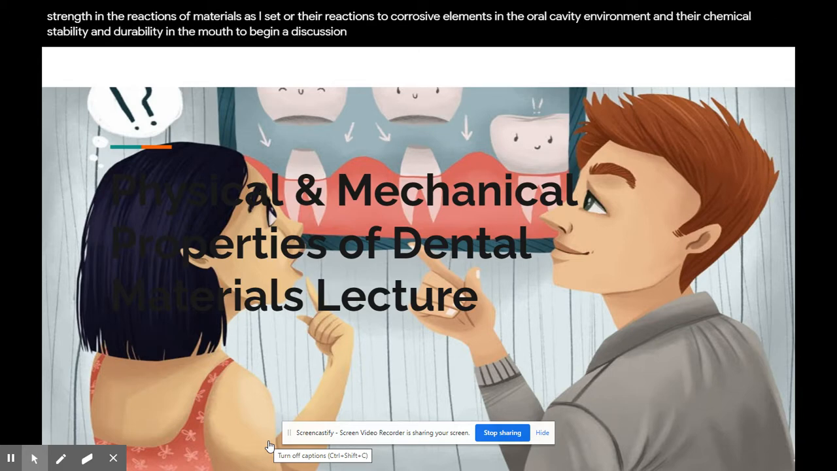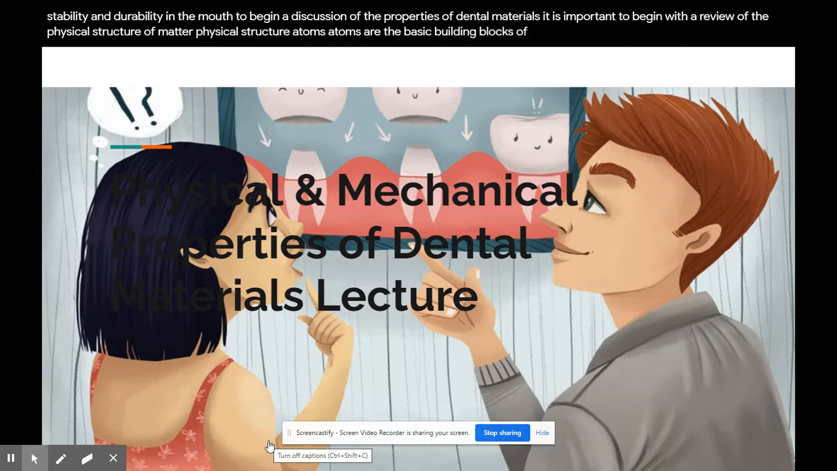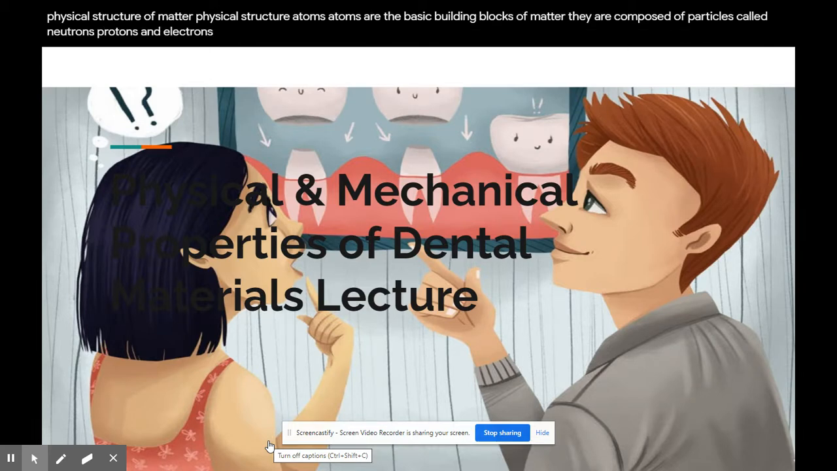To begin a discussion of the properties of dental materials, it is important to begin with a review of the physical structure of matter. Physical structure. Atoms. Atoms are the basic building blocks of matter. They are composed of particles called neutrons, protons, and electrons. Protons have positive electrical charges, electrons have negative charges, and neutrons have no electrical charges.